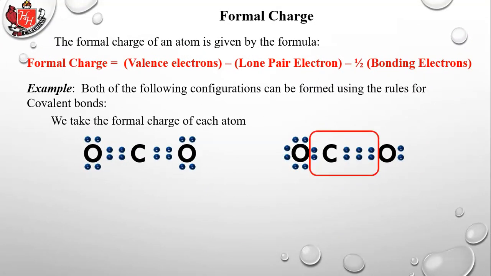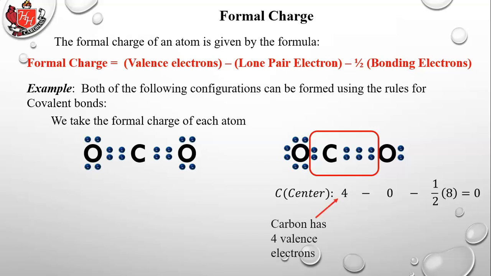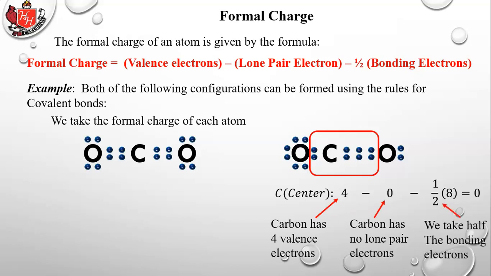Now we'll look at the carbon, and we see that it's definitely a different configuration around the carbon on the right than the one on the left molecule. So carbon has 4 valence electrons. It has no lone pair electrons, that's the 0, and 1/2, it has 8 bonding electrons, and half that number is 4. So you still get 0 with the carbon. So the carbon is still very stable, even though it looks definitely different than the molecule on the left. So carbon has 4 valence electrons, carbon has no lone pair electrons, and we take half of the bonding electrons.